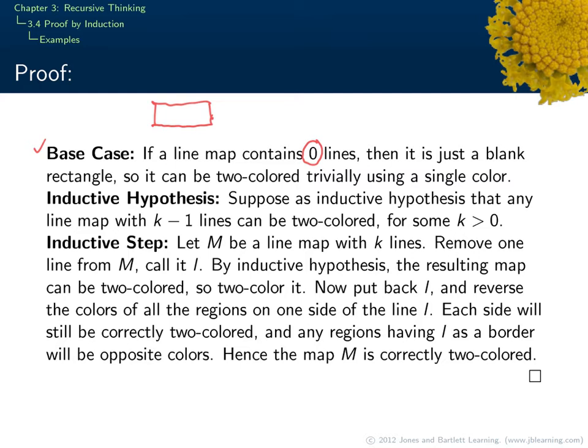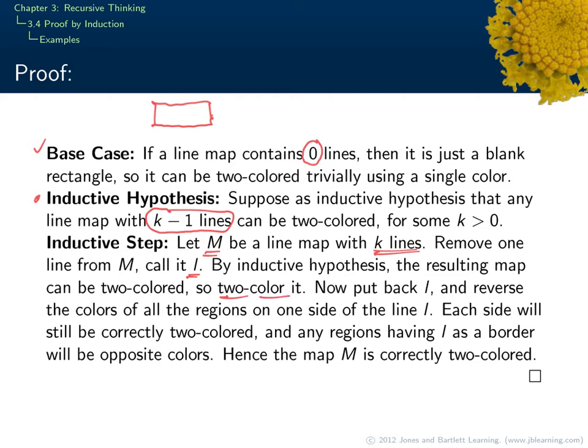Now for the induction hypothesis, we're going to assume that if you have any line map with k minus 1 lines, then it can be two-colored. So our goal is, assuming the induction hypothesis, can we show that a line map with k lines can be colored? So let's start with a line map with k lines, say M. It's got k lines. And what we're going to do is remove one of the lines, this little l, from M. That's going to give us a line map with k minus 1 lines. And because we have a line map with k minus 1 lines, our induction hypothesis says that it can be two-colored.